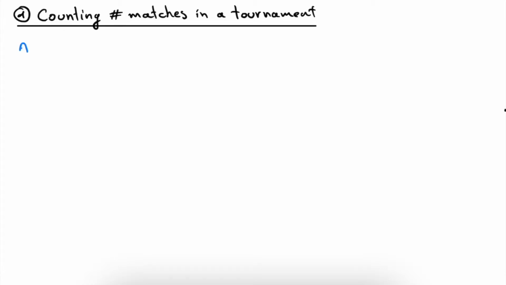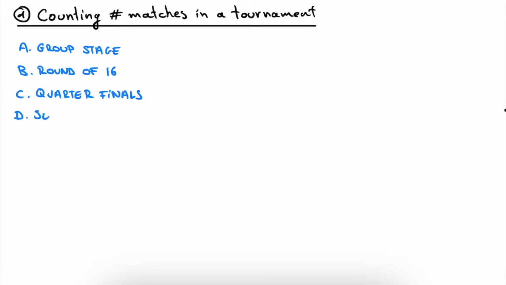In this first exercise, we are going to be counting the number of matches in your typical tournament. For example, the World Soccer Championships. These tournaments are oftentimes structured in a similar fashion, and they proceed in several phases. First, you have the group stage, then you have the round of 16, the quarterfinals, the semifinals, and eventually the final match between two teams that will determine who is the winner.